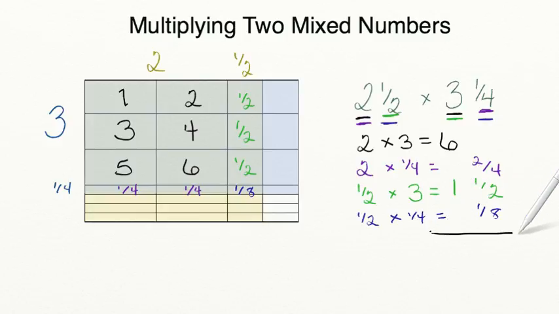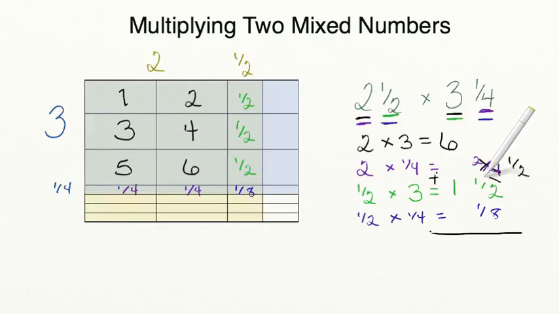We need to add all of these together. So let's start with our fractions. We have 2/4, 1/2, and 1/8. Remember, since we're now adding these fractions together, we have to have the same denominator. But look, 2/4 is equivalent to 1/2. And 1/2 plus 1/2 equals 1 whole.